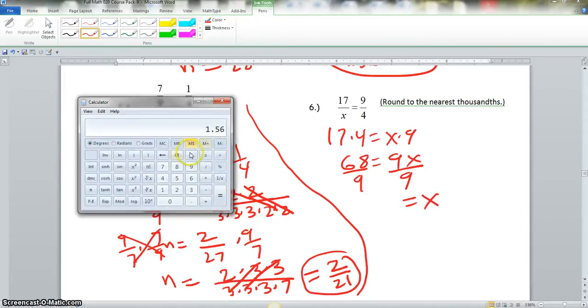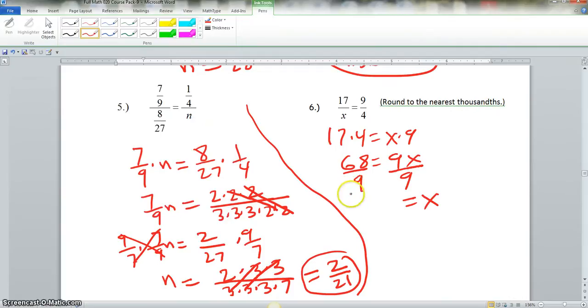Now we would take our calculator here. We have to take 68 divided by 9, which gives us 7 point, and you see we have all of these 5's, but it tells us to round to the nearest thousand. So we would go 3 places behind the decimal, so it'd be 7.556. And it's an approximation, so we should use the approximation symbol. And that is it.